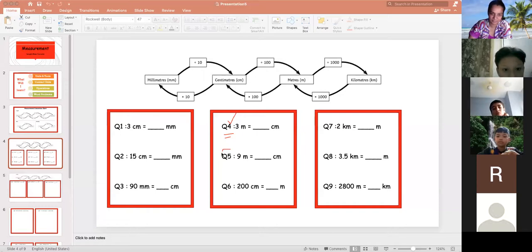How about number 5 now? 9 meters. How many centimeters? Look, they give you meter, they ask you centimeter. So this is the arrow you must follow. And this is what you must do.